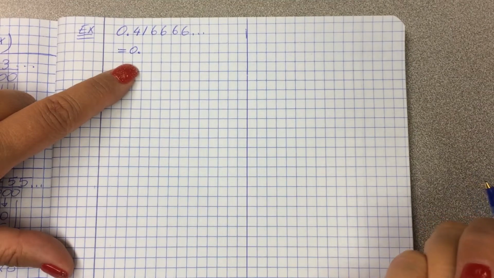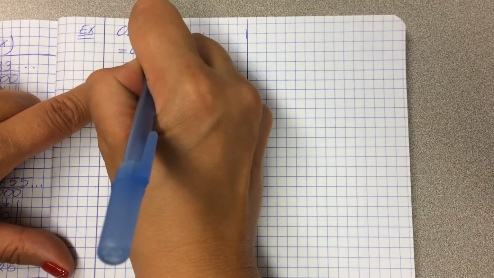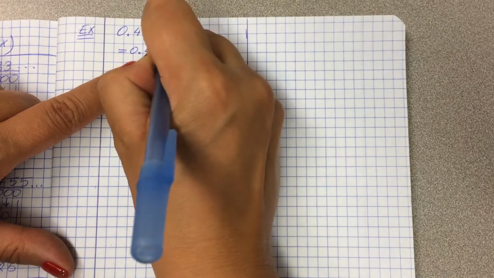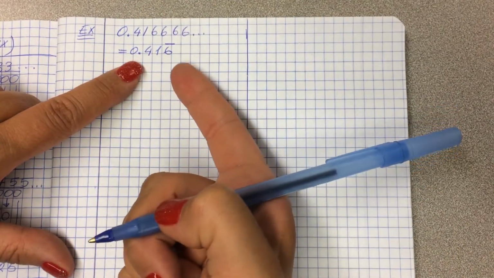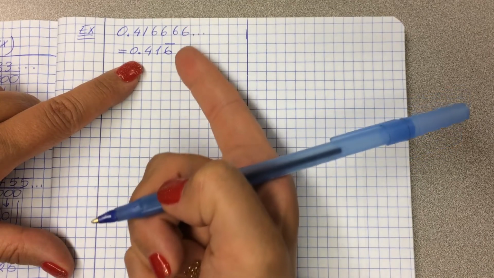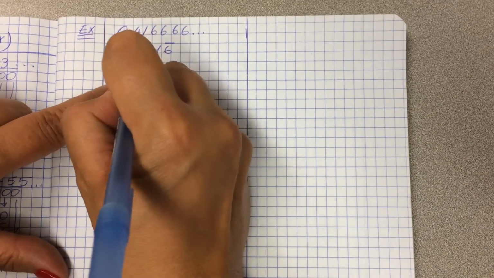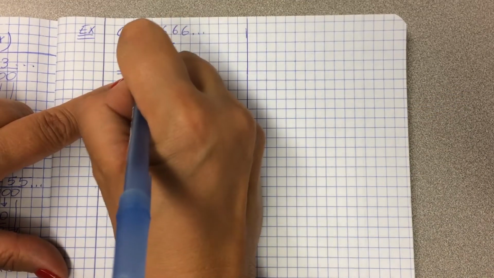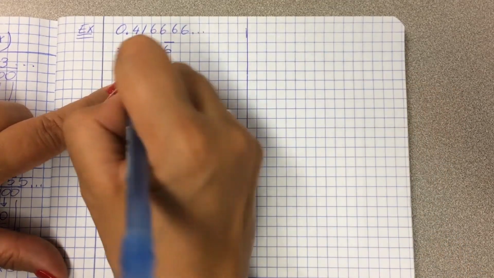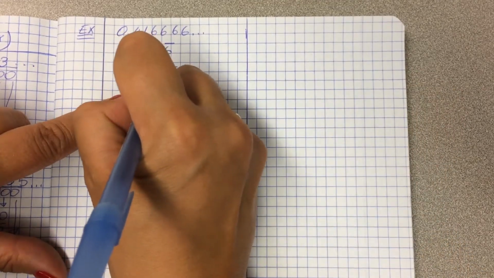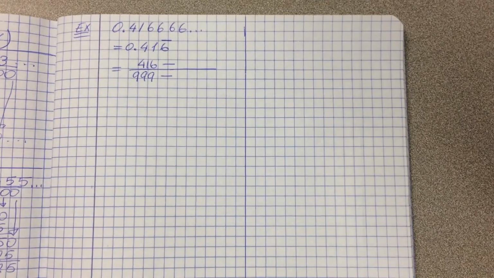So at first what you want to do is rewrite the same decimal with the repetition of the pattern. So 4, 1 is not repeating, 6 is repeating from there on. That tells us where to limit the number in order to create a fraction. So to create the fraction, we start with 416, and then we subtract something over 999. What do we subtract?